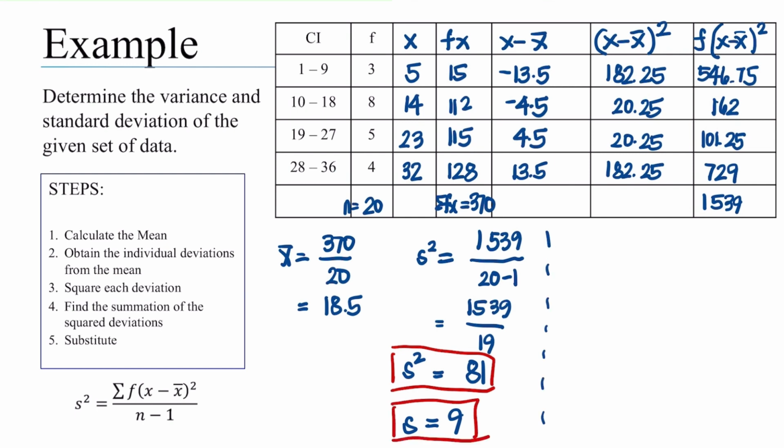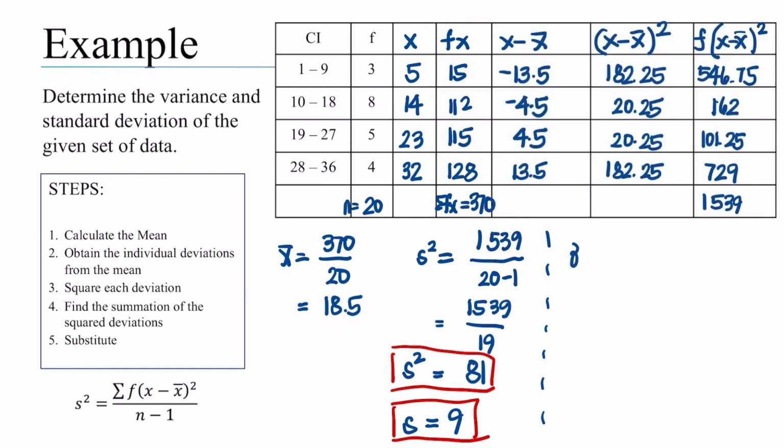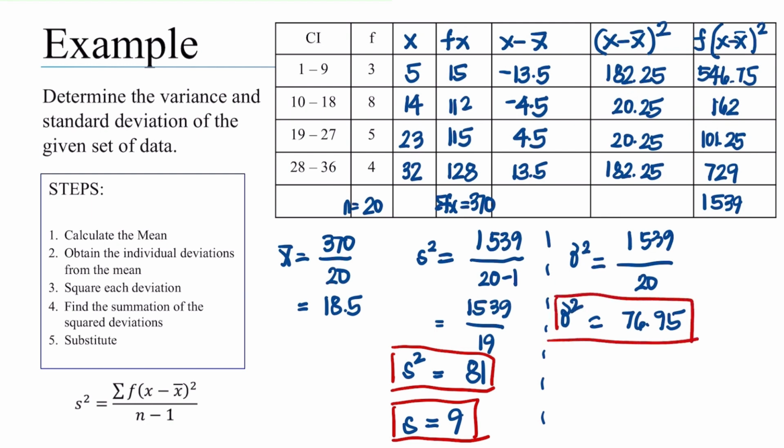Hypothetically, class, you're also going to look for the population standard deviation. In that case, you will be looking for the variance first. So that would be 1,539 divided by 20. That gives you 76.95. So this is now your population variance. And to look for the population standard deviation, just get the square root of it, and that will give you 8.77.